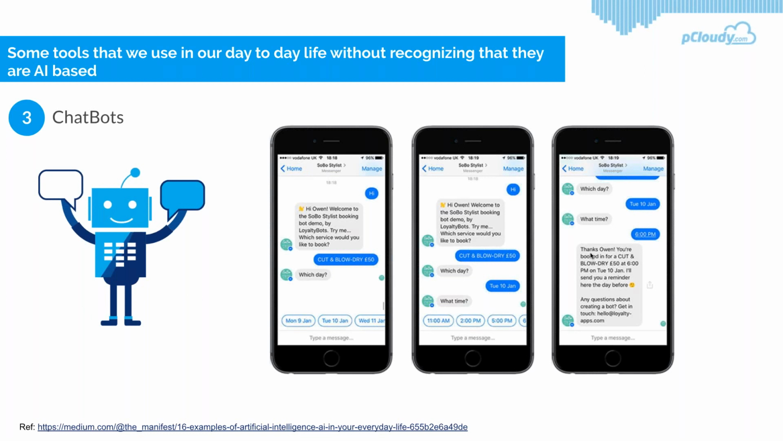So I never interacted with a human. I just interacted with a bot, and the bot was using NLP probably in the backend, and it knew what type of haircut I needed and on what date I wanted the booking, and it booked the time slot and said that it'll send me a reminder the day before. Great, that was a chatbot.